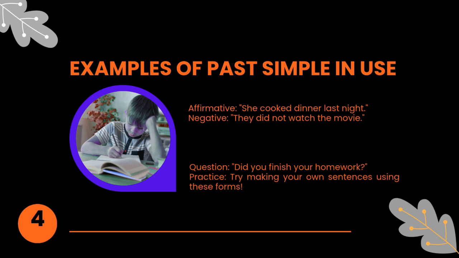Now, let's practice the three forms of the past simple tense. First, we have the affirmative form or positive sentence. For example, she cooked dinner last night. The verb cooked shows that the action was completed in the past.